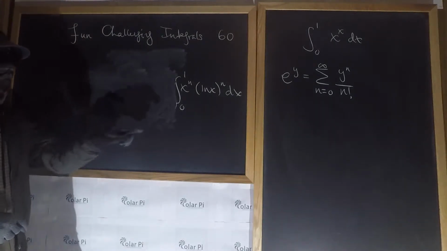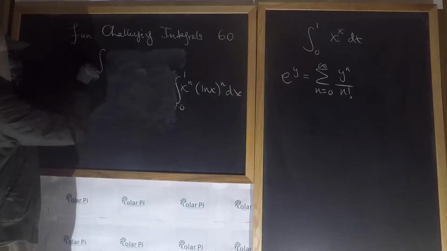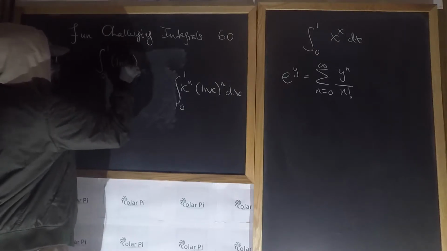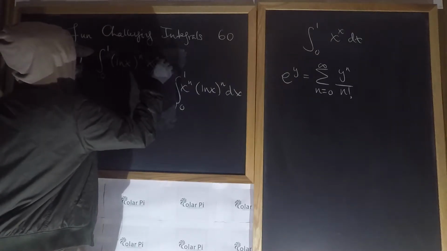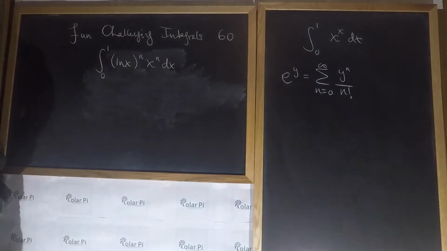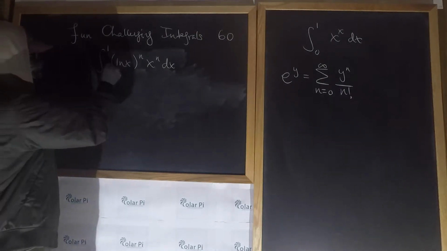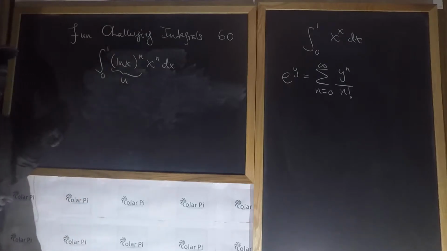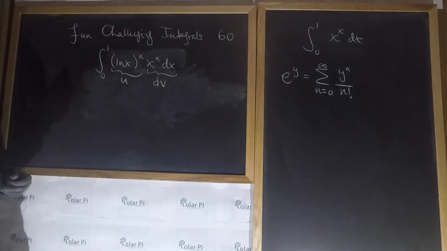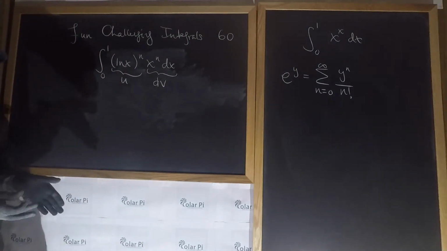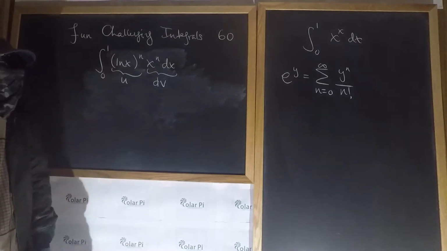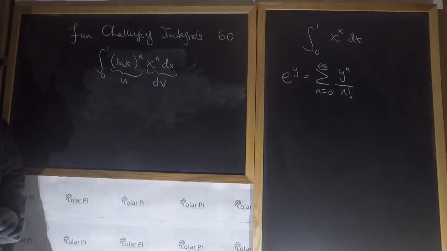Now we're going to do integration by parts for this integral. So let's write it as the integral from 0 to 1 of ln of x to the n times x to the n dx. For integration by parts, let ln of x to the n be u, and therefore let this be dv. We know the integral of u dv is equal to uv minus the integral of v du. The minus integral of v du, let's save for a little bit. Let's first work on the uv part.